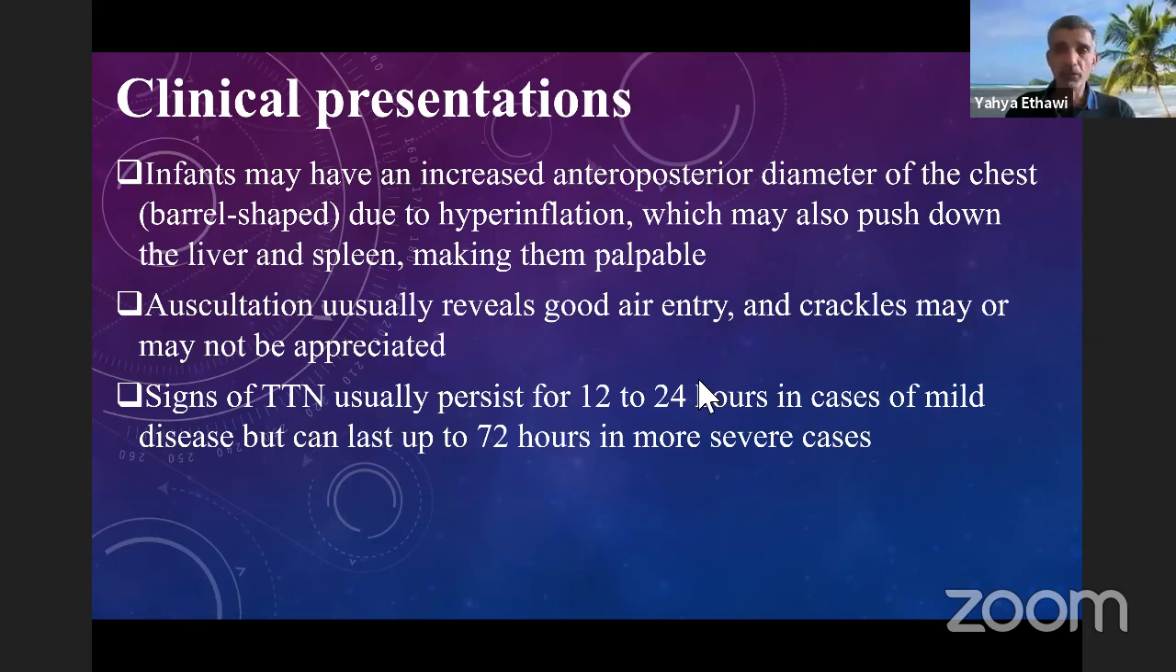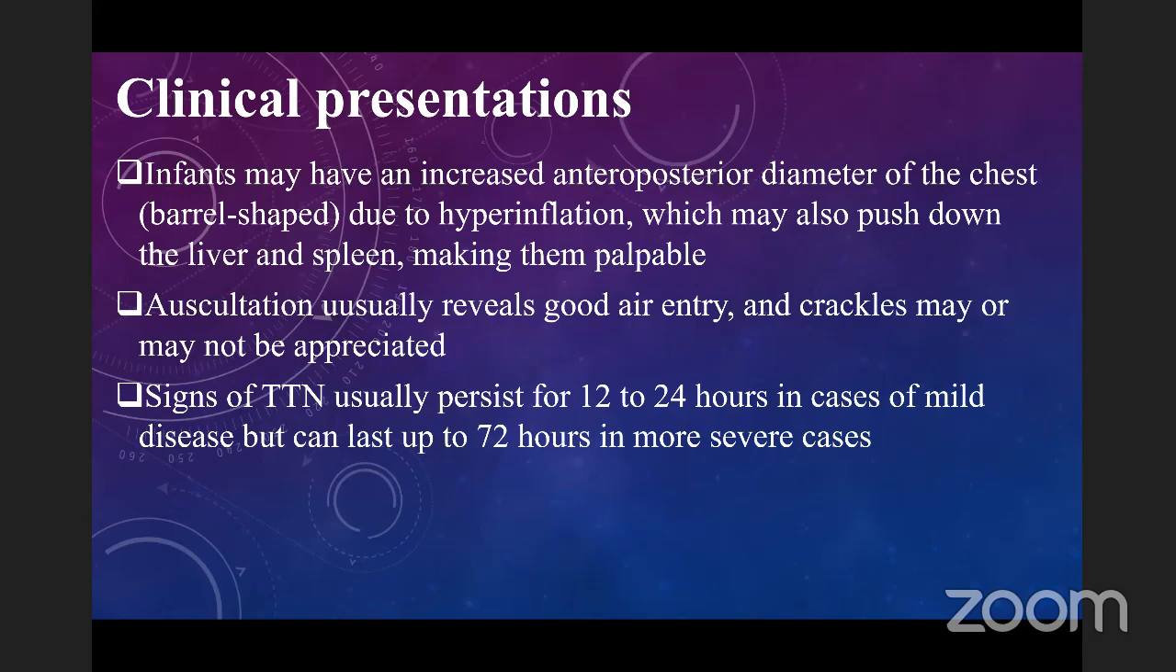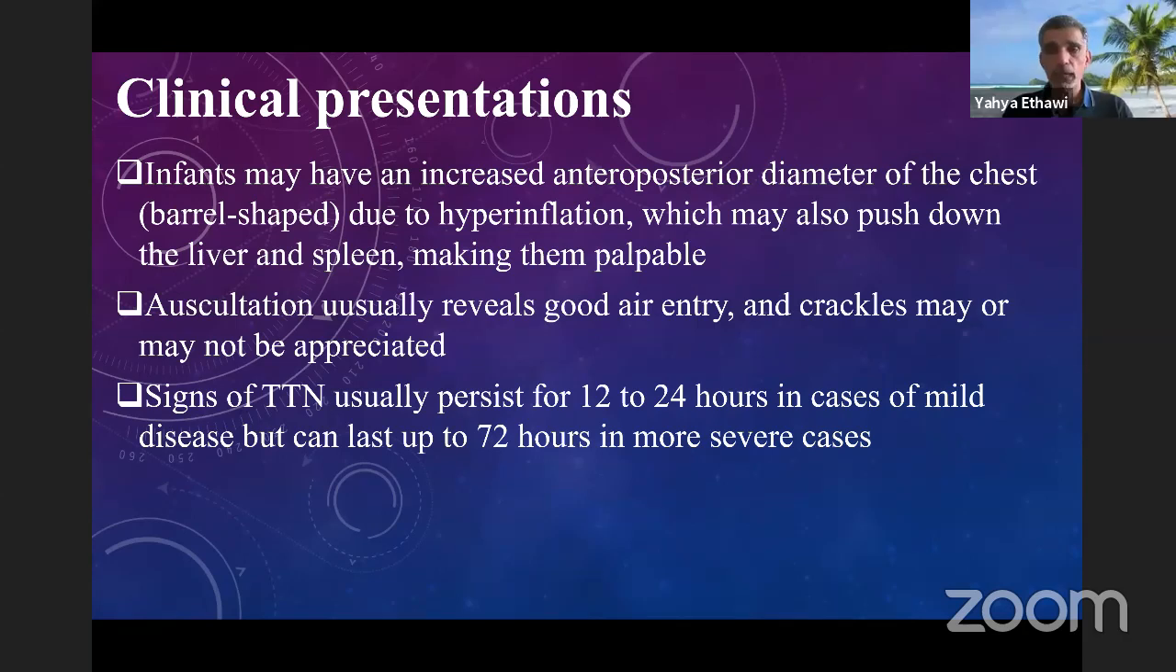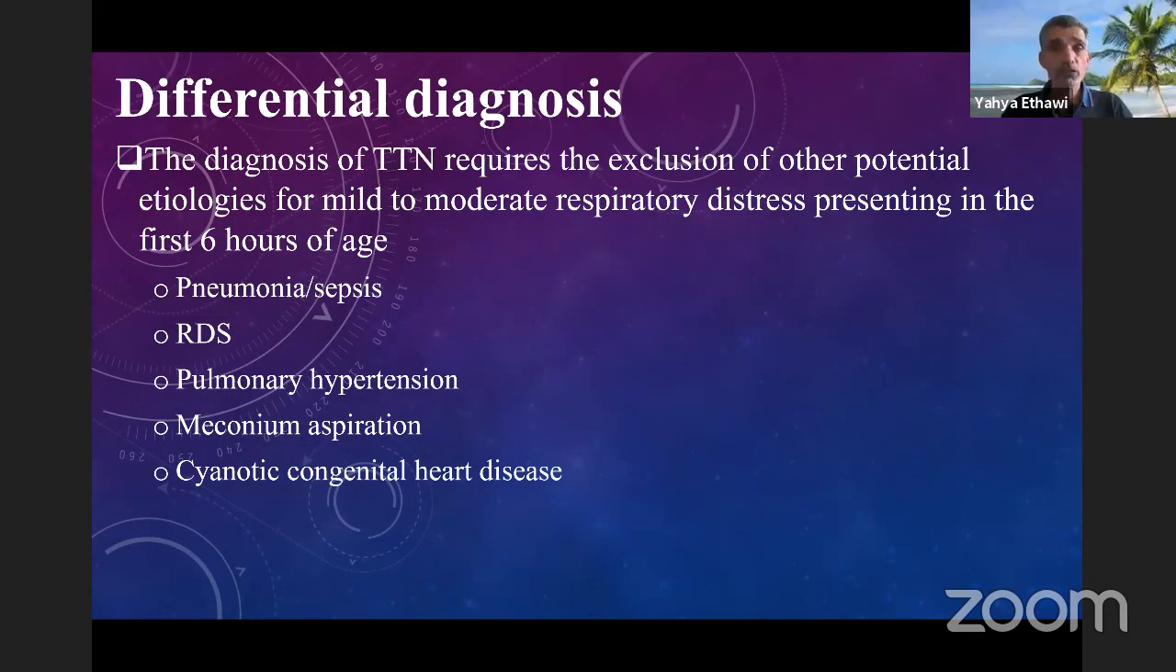With grunting and tachypnea, there might be an increase in anteroposterior diameter or barrel-shaped chest due to hyperventilation. Auscultation might reveal some sounds. The most important part of transient tachypnea of newborn is its persistence around 12 to 24 hours in mild cases, and if it's severe, sometimes it goes up to 3 days. What is the differential diagnosis? Everything.